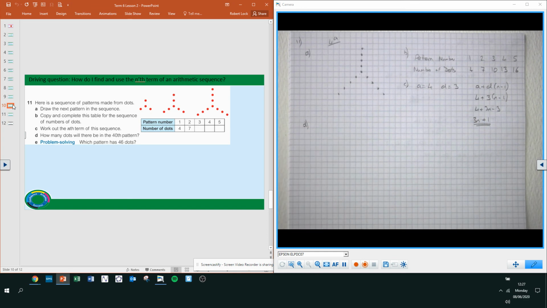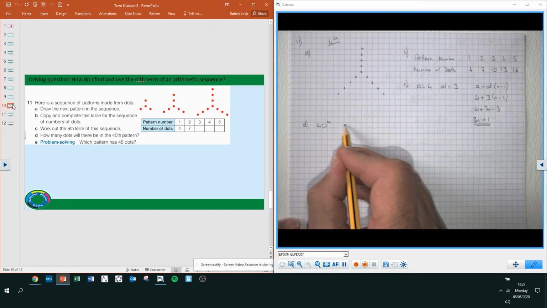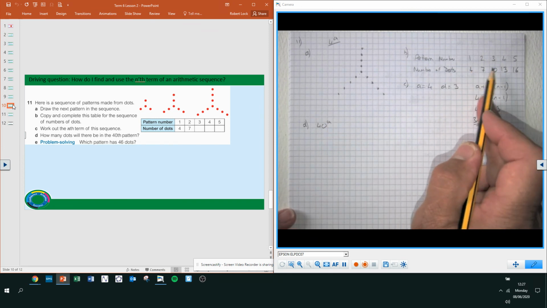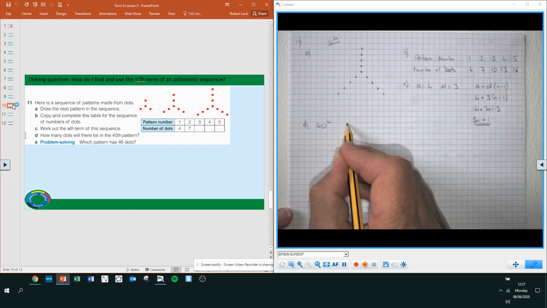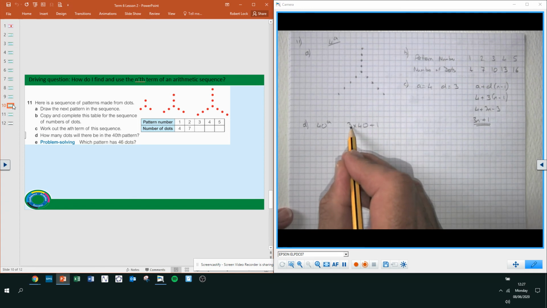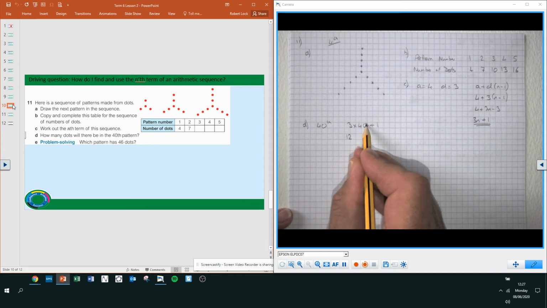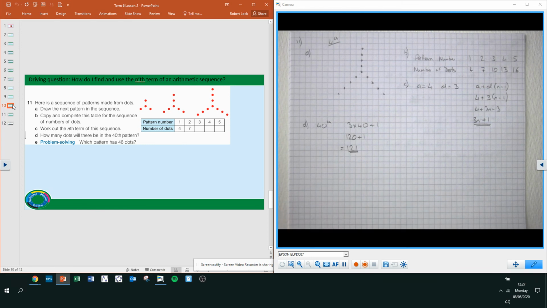How many dots will be in the 40th pattern? First pattern, second pattern, third pattern, fourth pattern, fifth pattern, 40th pattern. How do we work it out? 3 times 40 plus 1. 3 times 4 is 12. Bring down the 0, plus 1. So the answer will be 121. How many dots in the 40th pattern? 121.